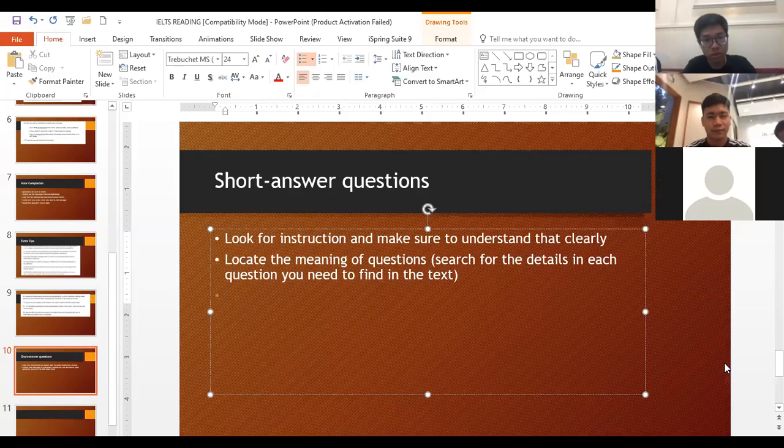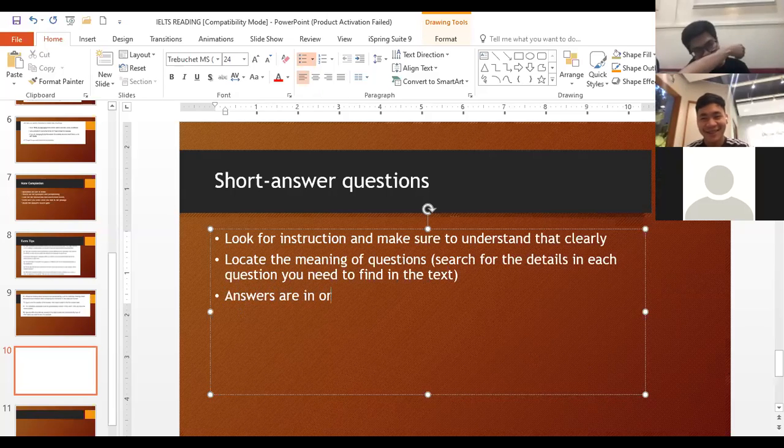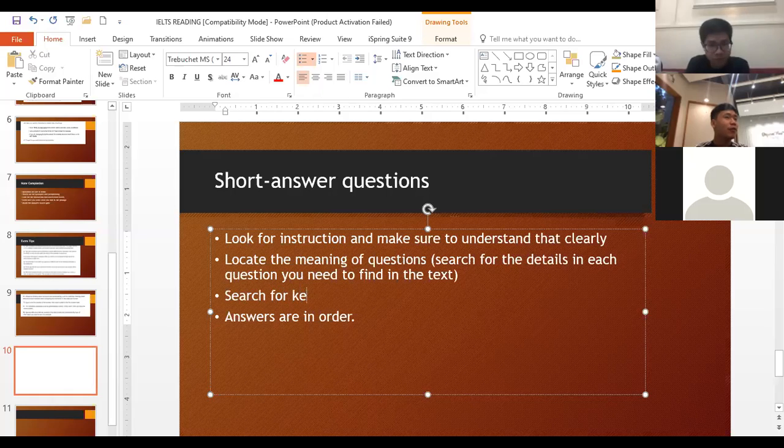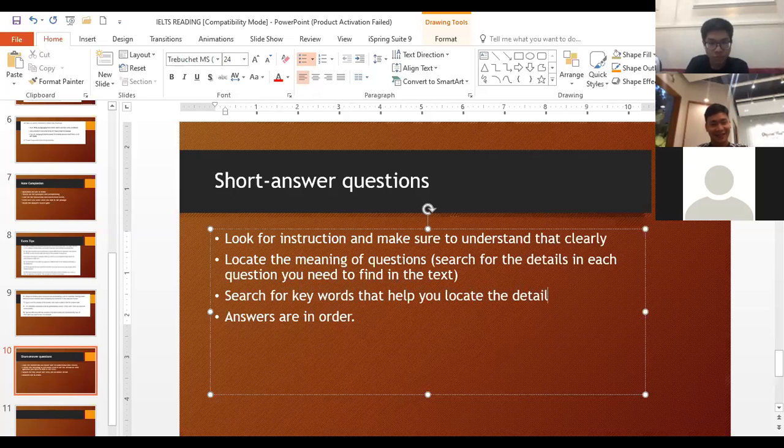So you want to find the details? Answers are in order, okay? So you need to search for keywords that help you locate the details.